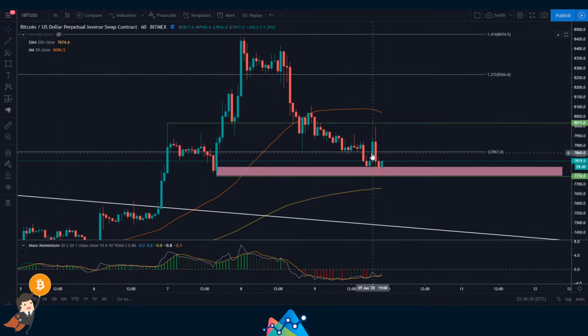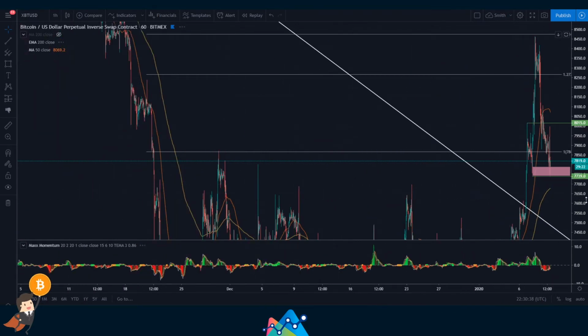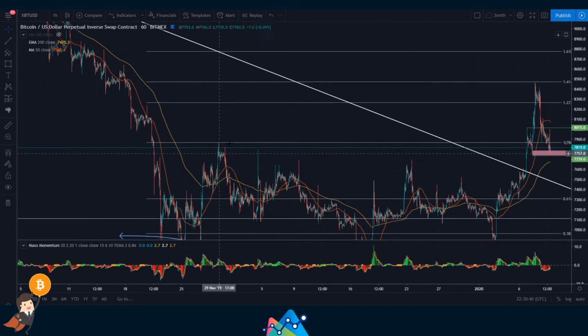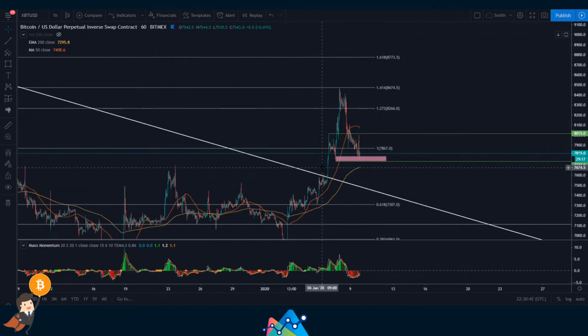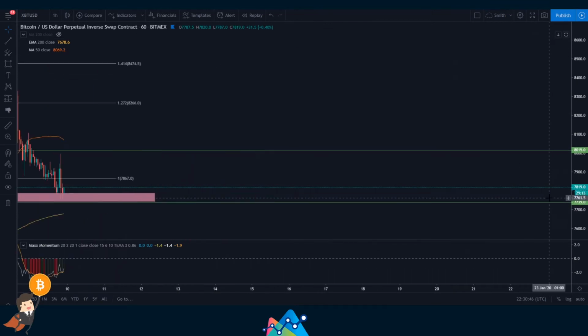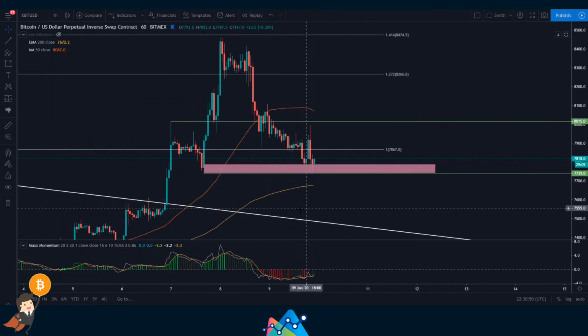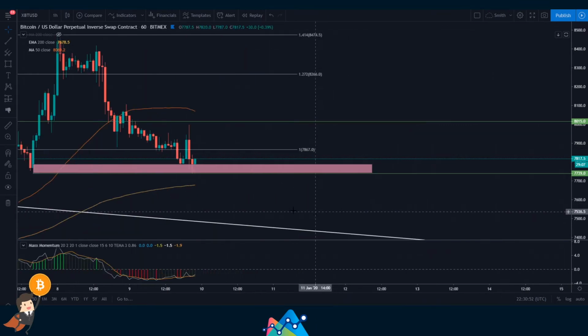So this 7,700 region is the lower low of the range here that you can see that I have highlighted, and if we zoom out, it's also the previous breakout point. So that is obviously why it's a key region here, why people are looking to buy. Typically, when we see a breakout, which happened around here, price action likes to come down and retest that region, which it is doing now.